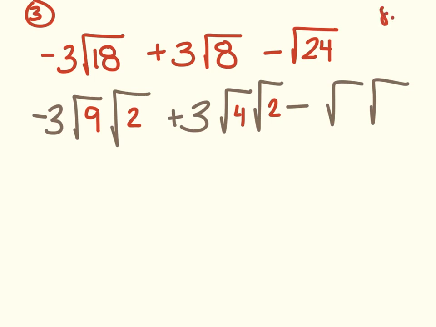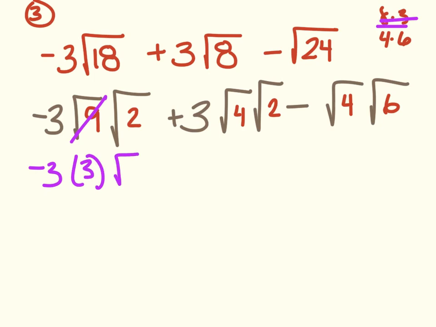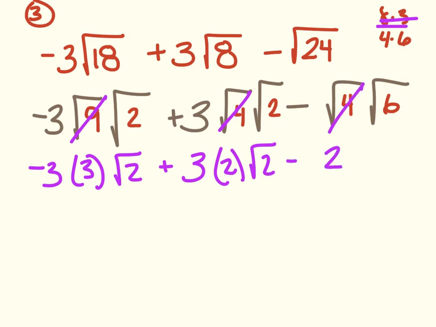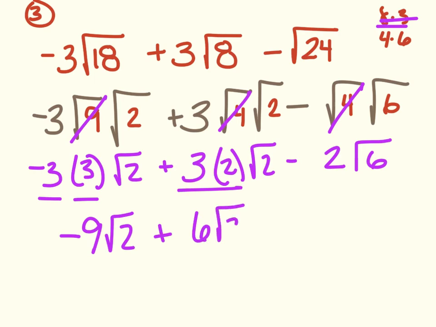Now you have 8 and 3 or 4 and 6. But remember, you have to pick a perfect square. So 8 and 3 are out. I'm going to go with 4 times 6. Okay, I'm just going to do a lot of cleanup. I'm going to leave my negative 3. That turns into the number 3, radical 2. I'm going to leave my 3. That turns into a 2. Leave my radical 2. That turns into a 2. Leave my radical 6. I'm going to clean it up again. Multiply those numbers together. Negative 9 radical 2 plus 6 radical 2 minus 2 radical 6.